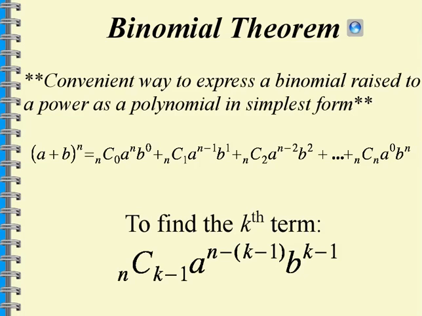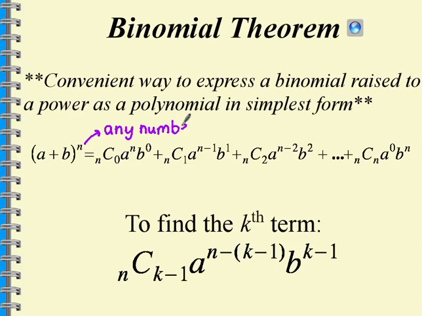The binomial theorem is a convenient way to express a binomial raised to a power as a polynomial in simplest form. Now this is going to look really confusing, but we're going to talk about it, and it's actually not that bad. So how can I find what (a + b) to the n power is? Notice n is any number.